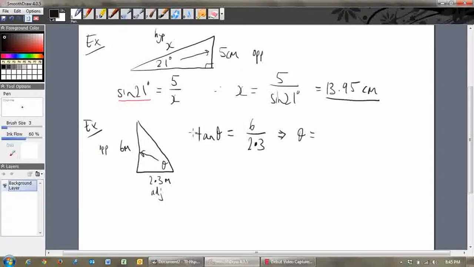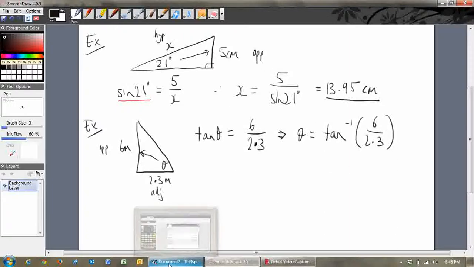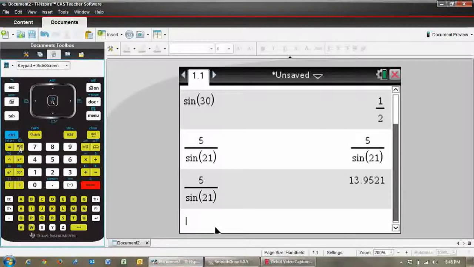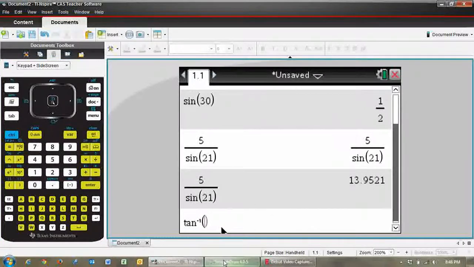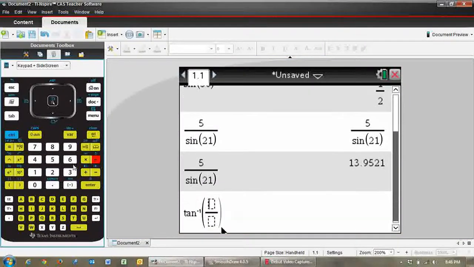So therefore, theta is equal to, to get rid of this tan, you need to apply the inverse of tan, which is tan negative 1, okay? So to get this tan over the other side, it's tan negative 1 of 6 over 2.3. And we'll put that into our calculator. We want tan negative 1, so you look for it, it looks like this here, tan negative 1. I've got my numbers already, 6 over 2.3.